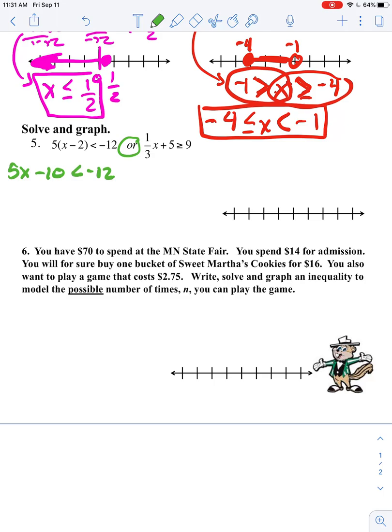Then you obviously don't have to watch me go through it. So then if I add my 10 to both sides, I'm going to be looking at, if I add a 10 over here, a negative 2. And then when I divide both sides by 5, I'm going to be looking at x is less than negative 2/5. And even though there's a negative in the problem, I didn't divide by that. So that's going to be the first half of my answer.